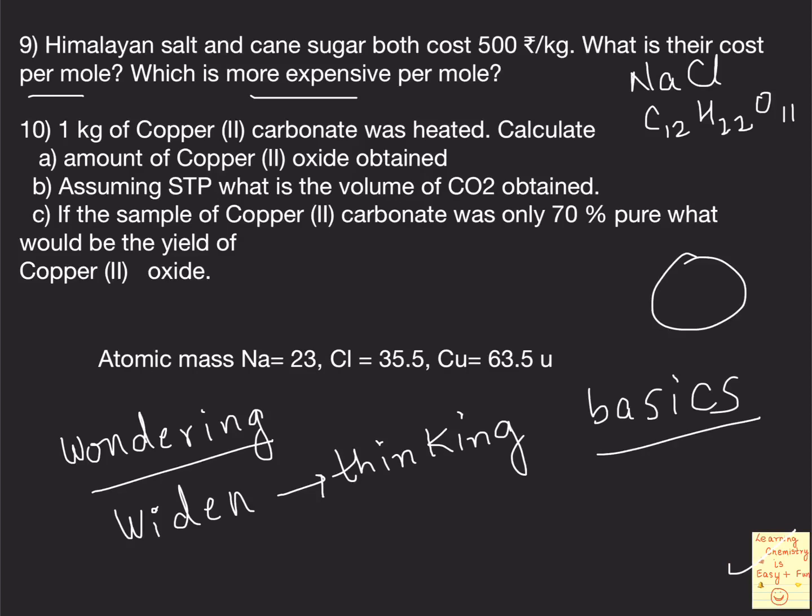Have you noted it down? 1 kg of copper carbonate was heated. Calculate the amount of copper oxide obtained. Assuming the conditions are STP, what is the volume of CO2 obtained? And the third part, after you've calculated, it's not starting from the beginning: if the sample of copper carbonate was only 70% pure, what would be the yield of copper oxide?